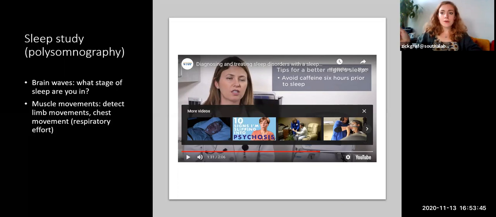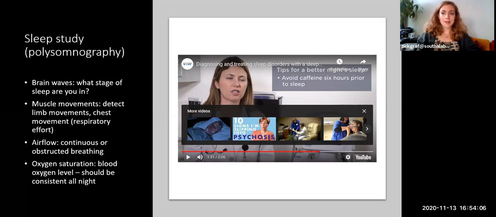But muscle movements are also explored in someone's chest and in their neck and throat. And this helps to detect respiratory effort, so whether someone is trying to breathe. And then lastly, during polysomnography, a person's airflow is monitored. So the amount of air that's passing through their nose plus the level of oxygenation of their blood is monitored. Oxygen saturation.